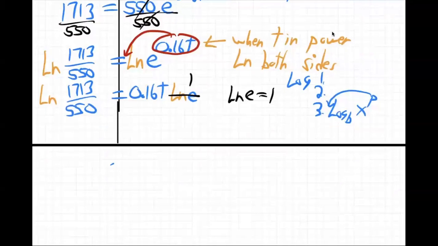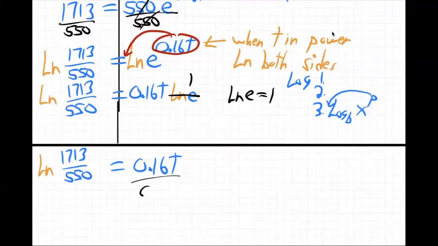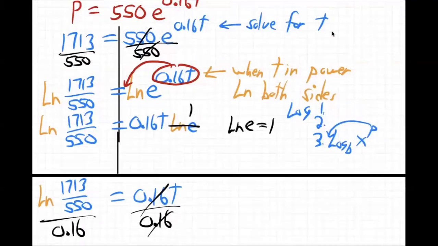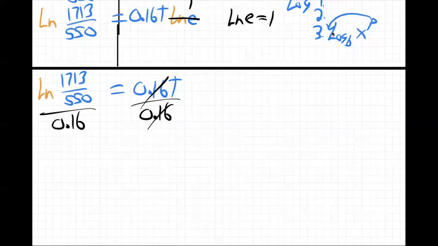So now we have 0.16t, and the other side, we have ln of 1713 over 550. Last step, divide by the 0.16. Whatever you do to one side, do the other. Boom, boom. The whole trick was when we had that t in the power, ln both sides, and then log property 3, that power drops down. And then ln of e is just 1. So then you can just divide.